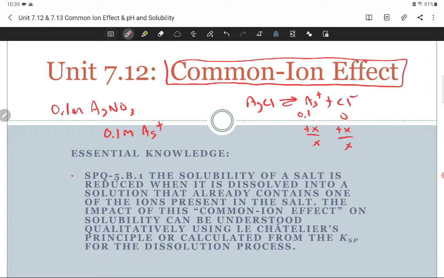If you would add that to X, remember that these K values are very small. So because the K values are very small, this X value is very small. There's a very good chance then that very small value, when you add it with 0.1, is going to give you approximately 0.1 molar. And so that's going to change a lot of ideas here with our solubility.